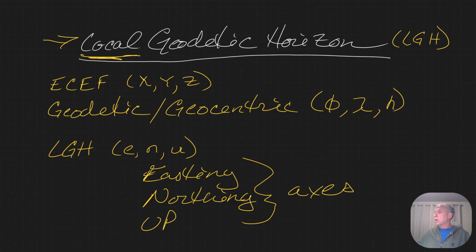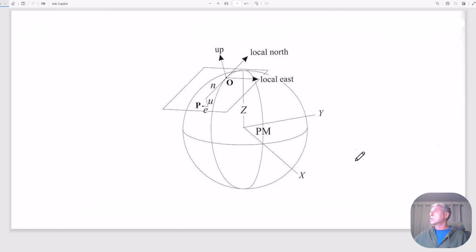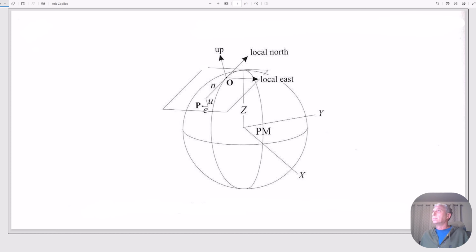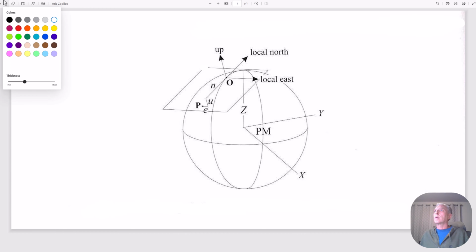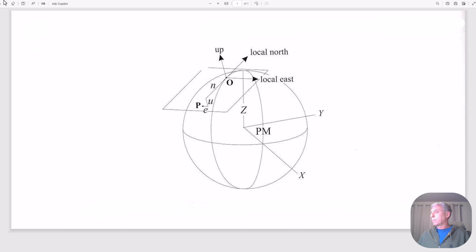I have an image here that may help with visualization before I get on to my totally awesome drawings. So this is what's going on. So our ENU, our local geodetic horizon, is this. So here is our local geodetic horizon plane. That's a really thick red line. I probably shouldn't have made that so thick.